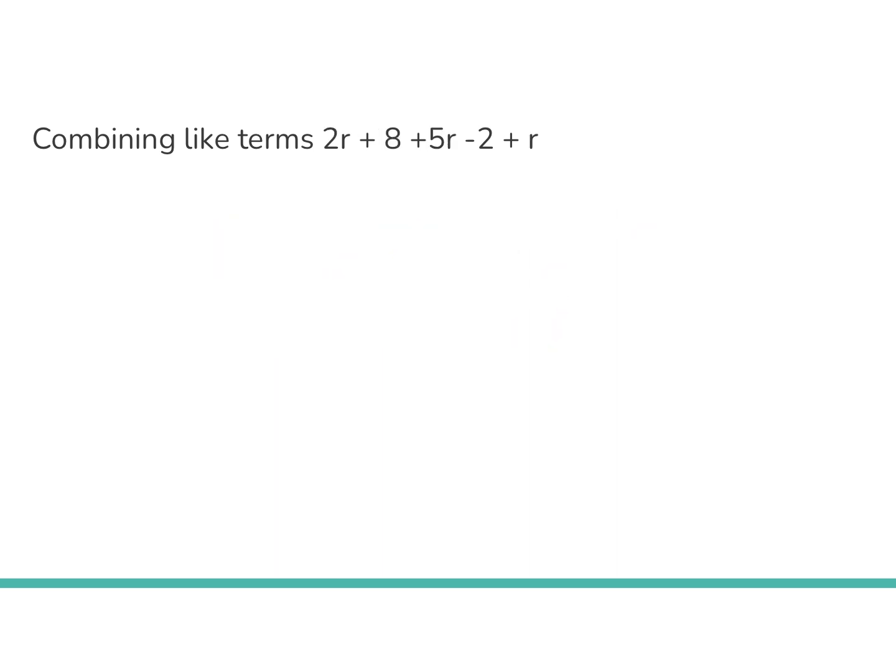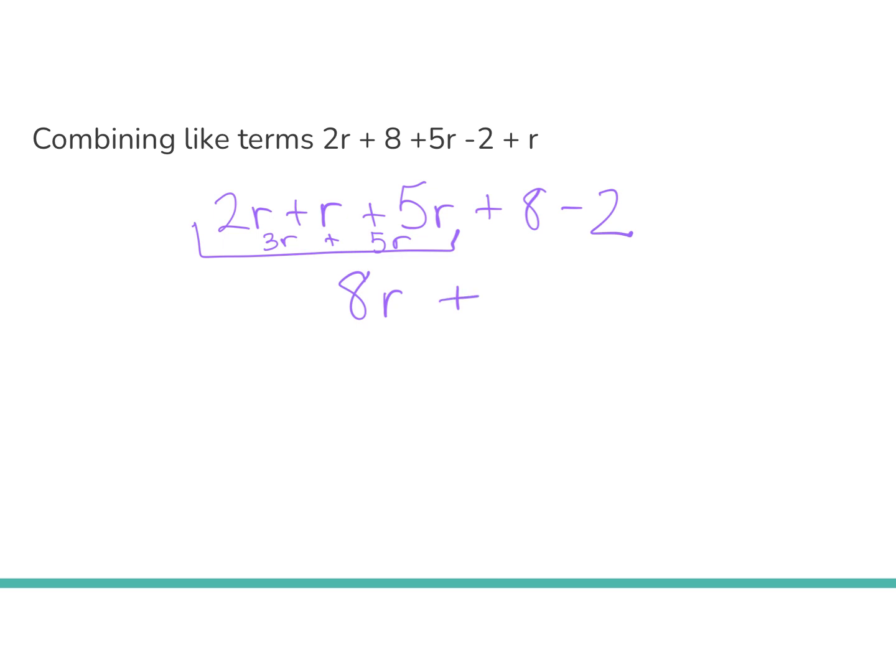Go ahead and combine these like terms and simplify. So 2r plus r are like terms, plus 5r is also a like term, plus 8, and then minus 2. So 2r plus r is 3r plus 5 more. So I have 3r plus 5r, right, is 8r. Plus I have 8 minus 2, and that is 6. So it would be 8r plus 6.